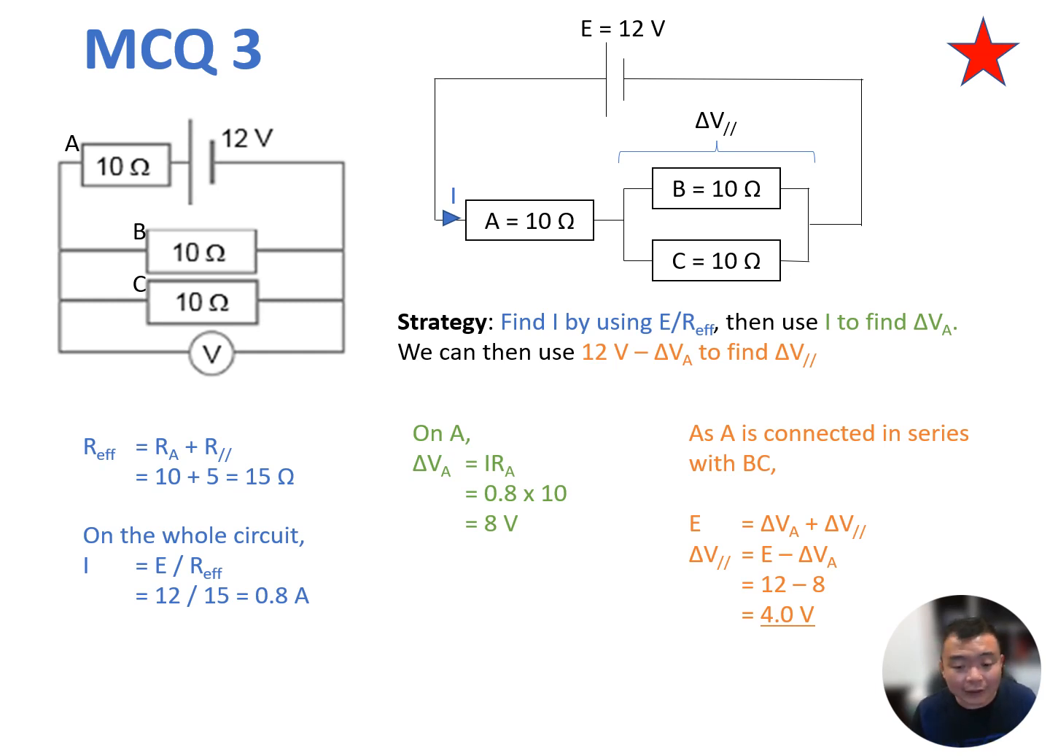And using this equation, rearrange the equation, we realize that the voltage across the parallel branch must be the balance value of 12 minus 8, which is 4 volts. And that's how you can get the answer.